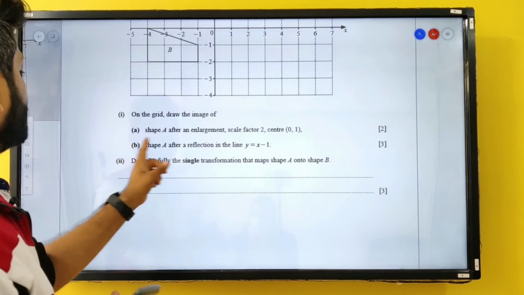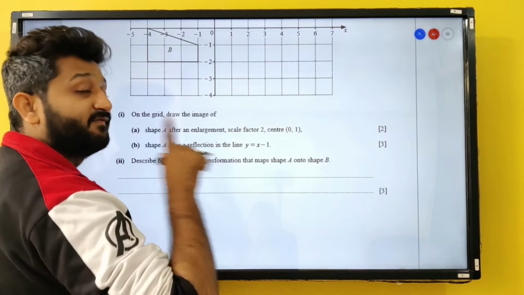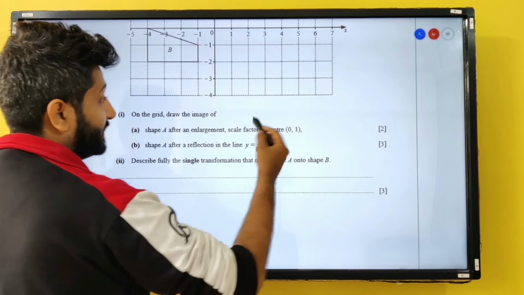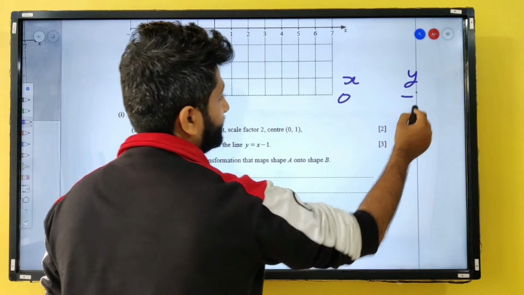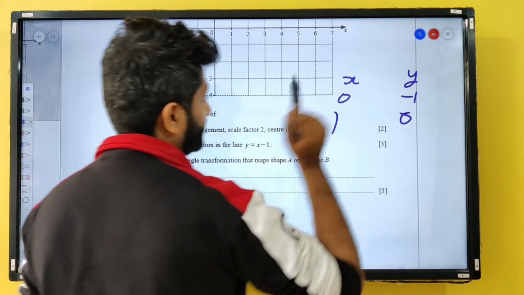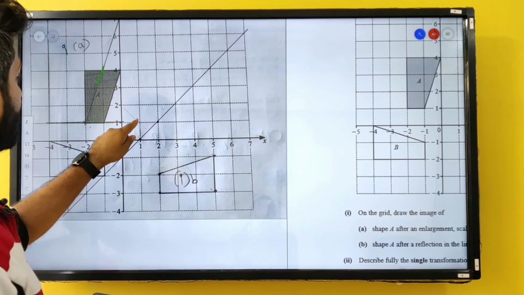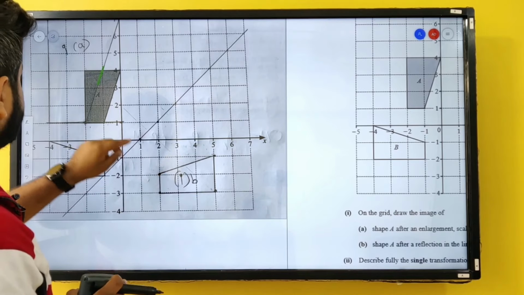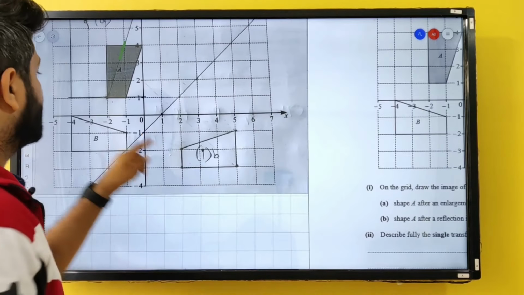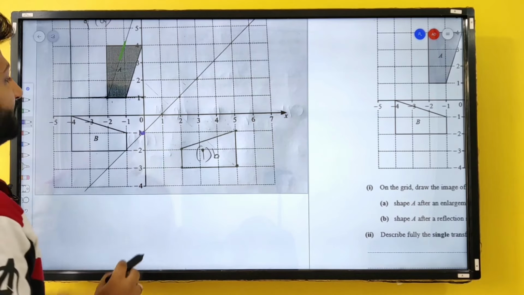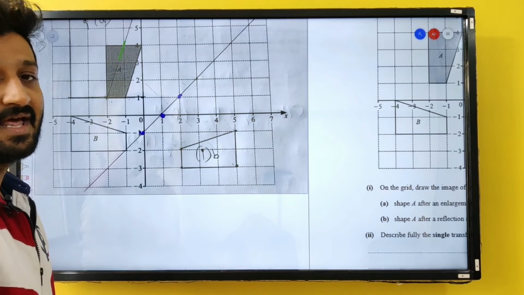Second, draw a reflection of shape A in the line y equals x minus 1. First we will have to draw this line y equals x minus 1. When x is 0, y is minus 1. When x is 1, y is 0. When x is 2, y is 1. I have drawn this line, and from this line I have drawn the reflection.